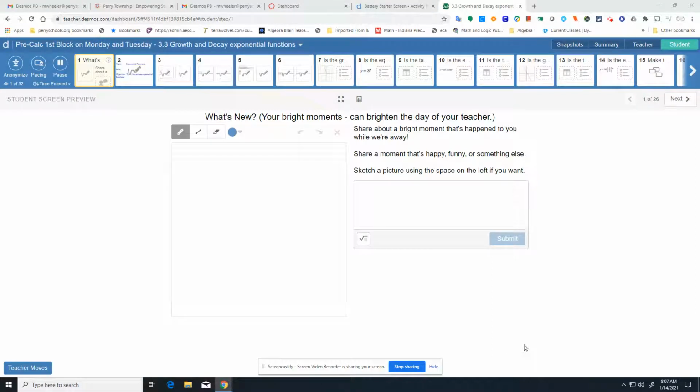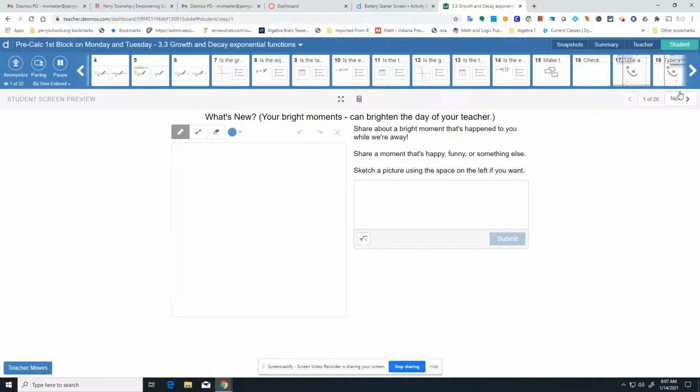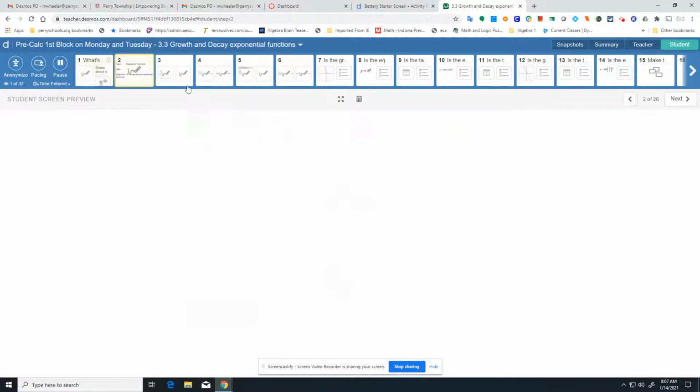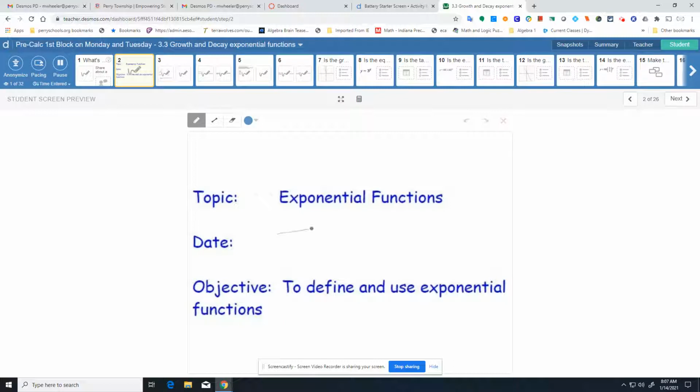All right, we are going to be talking about 3.3, which is growth and decay of exponential functions. I'll let you do the first screen on your own. On screen number 2, today's date is, as always, today. We're going to be talking about exponential functions. This is our third lesson. Our objective is to define and use exponential functions.